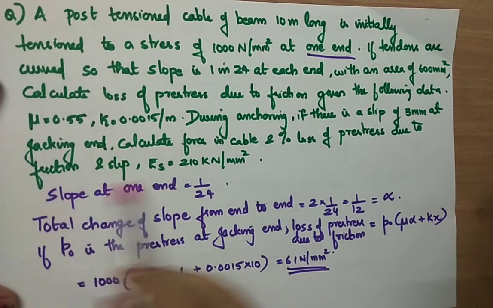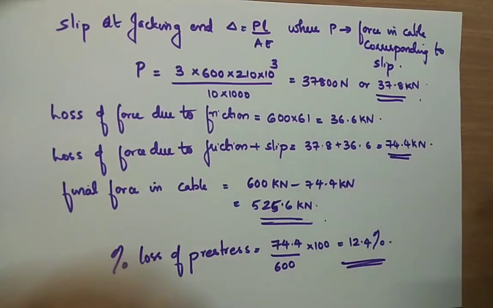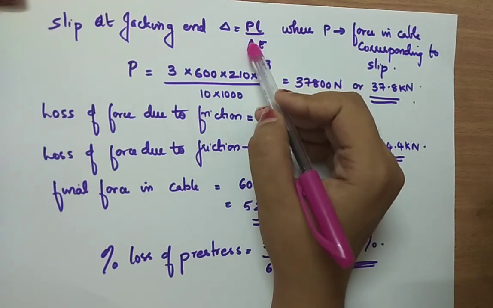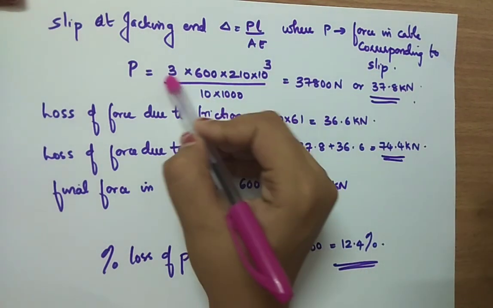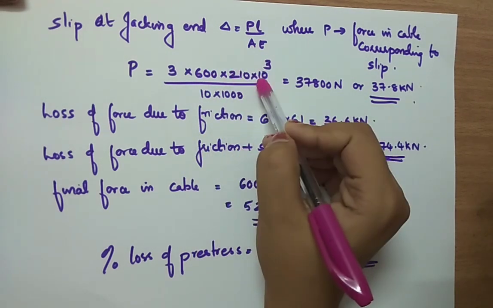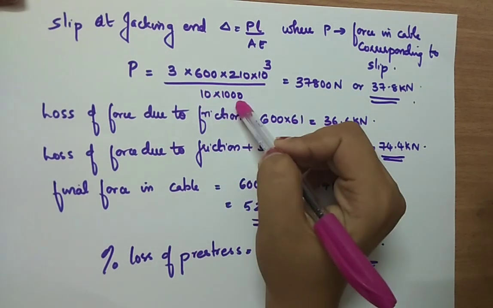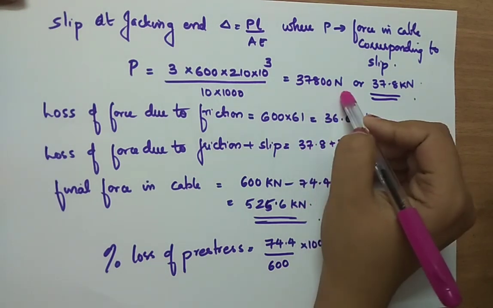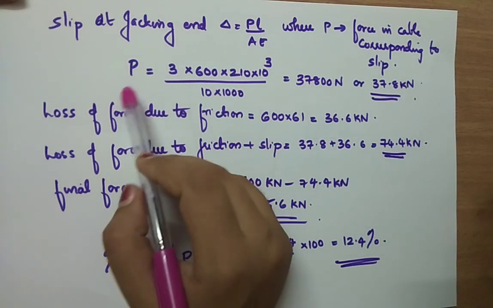But we are also asked to find out the loss of pre-stress due to friction and slip. So the slip at the jacking end, slip delta is PL by AE, where P is the force in cable corresponding to slip. So P will be delta AE by L. Delta is given in the question as 3, area is 600 mm square, and E is 210 into 10 raised to 3 Newton per mm square, divided by L is 10 meters, so 10 into 1000. We get the value of P as 37800 Newton or 37.8 kilonewton. So this is the force in cable corresponding to slip.